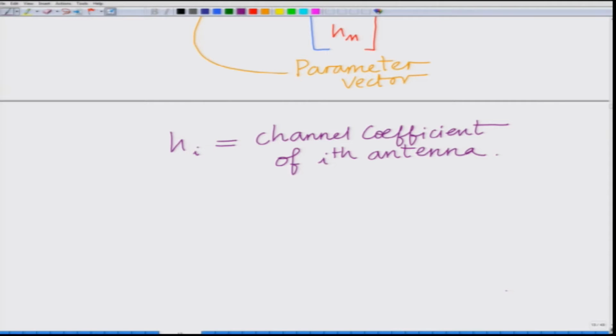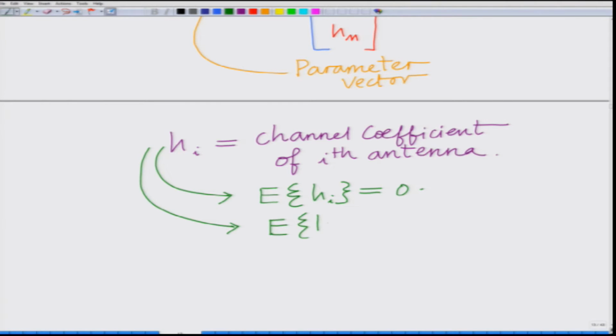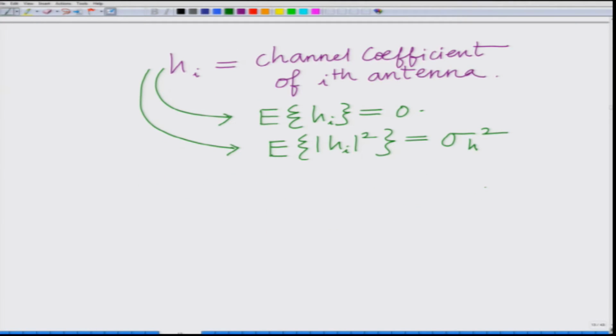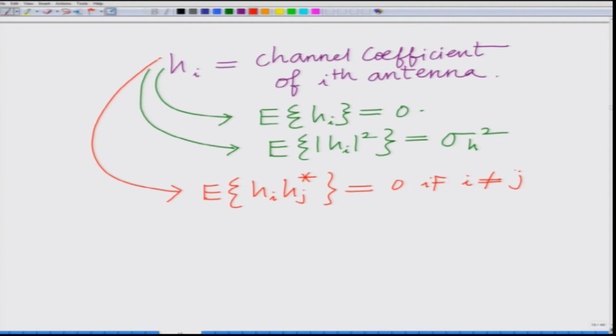So we are not going to assume any prior distribution for h. We are simply going to say that h has an arbitrary distribution with each coefficient hi having zero mean and average power, that is, expected value of magnitude hi squared equals sigma h squared. Further, the expected value of hi times hj conjugate, that is, the channel coefficients of two different antennas, is equal to 0 if i not equal to j, which implies hi and hj are uncorrelated random variables.